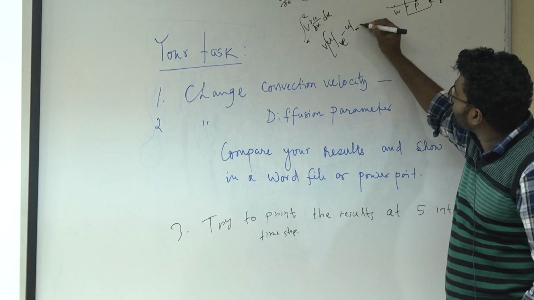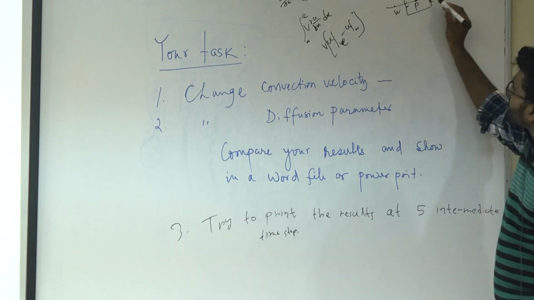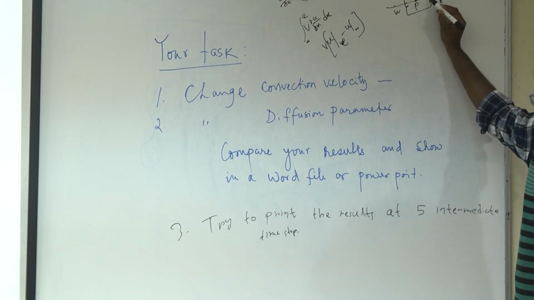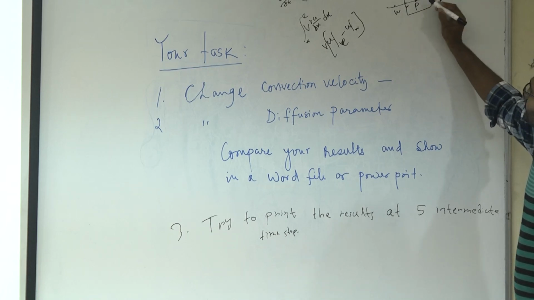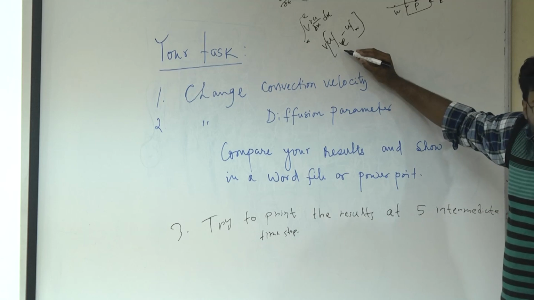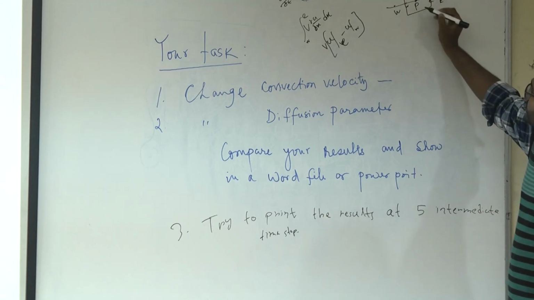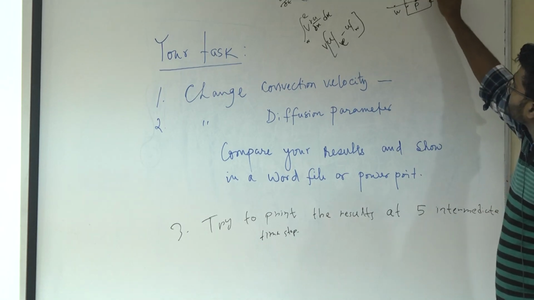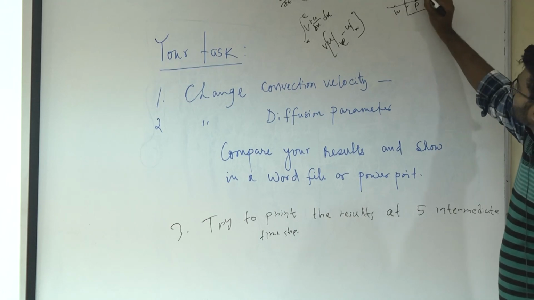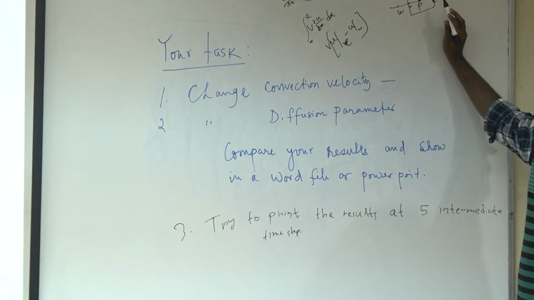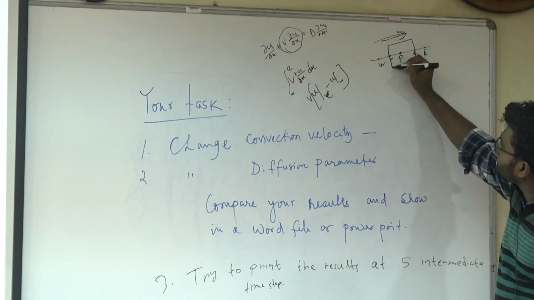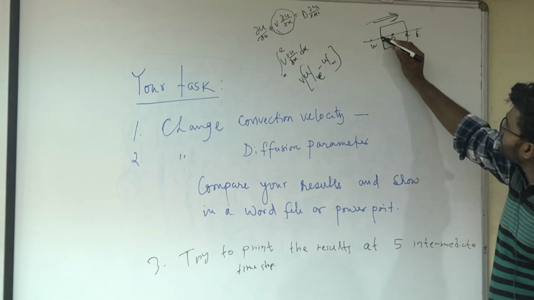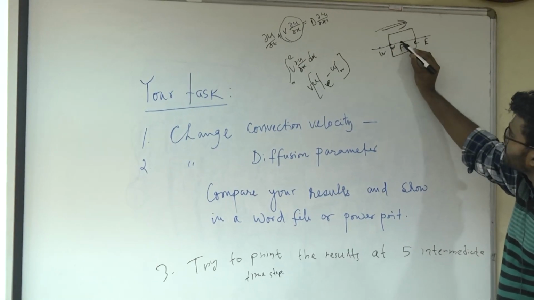P minus U of W, but these values are not known because these are not the grid points, these are the grid points. So for this we are taking the upwinding scheme. What we are saying is that if convection velocity is there, there is a predominant directionality of convection. So to calculate the velocity at this face, the value will be affected by both of these two.